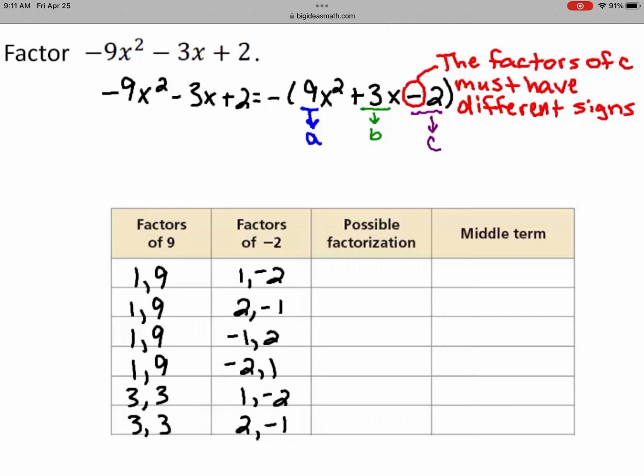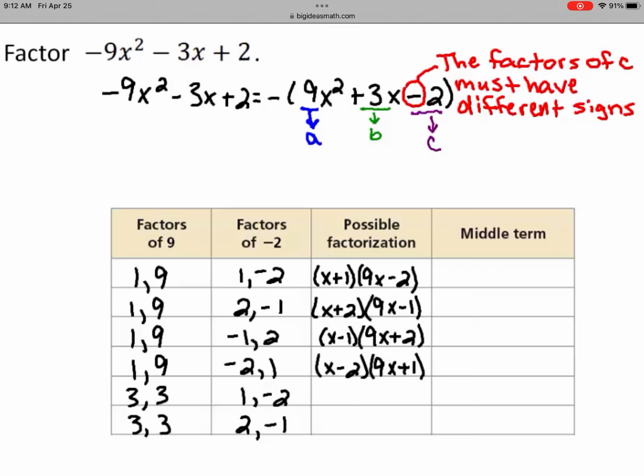The possible factorizations are the quantity x plus 1 times the quantity 9x minus 2, the quantity x plus 2 times the quantity 9x minus 1, the quantity x minus 1 times the quantity 9x plus 2, the quantity x minus 2 times the quantity 9x plus 1, the quantity 3x plus 1 times the quantity 3x minus 2, and the quantity 3x plus 2 times the quantity 3x minus 1.